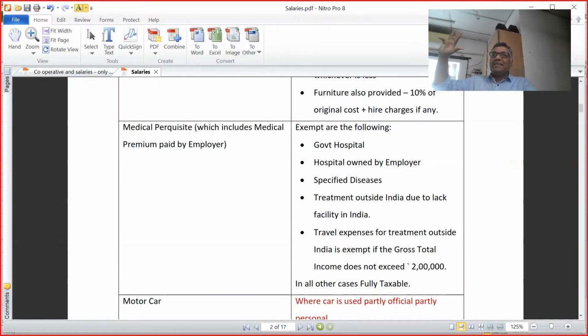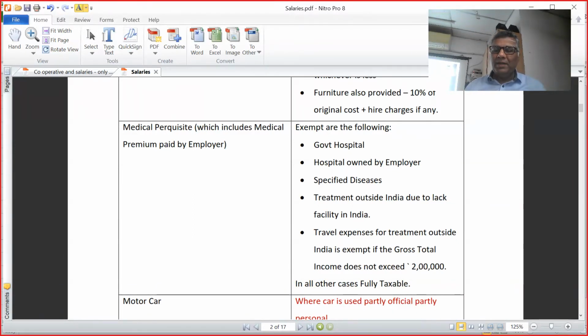Four cases of exemption. Spent in government hospital, spent or reimbursed. Employer can directly spend or he can reimburse. Government hospital, employer owned hospital, treatment for specified disease, treatment outside India due to lack of medical facility in India, exempt. The treatment outside India, travel expenses is also exempt provided the employee's salary does not exceed 2 lakhs. In all other cases, it is taxable.